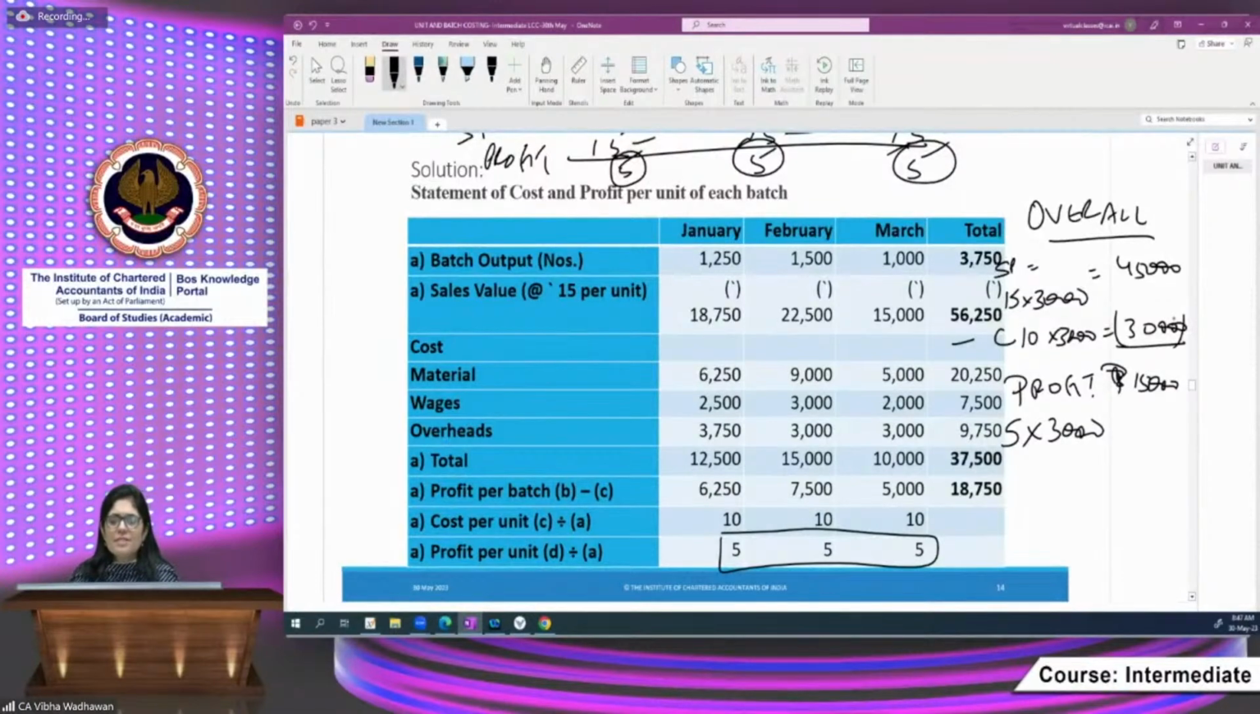So overall sales for 3,000 is 45,000. Overall cost 10 per unit, so 30,000. Overall profit 5 per unit, so 15,000 is the profit. Students, have a look at the final answer.